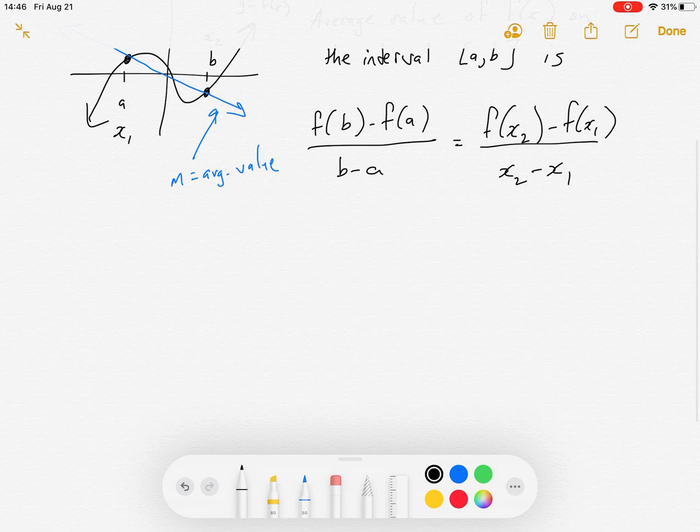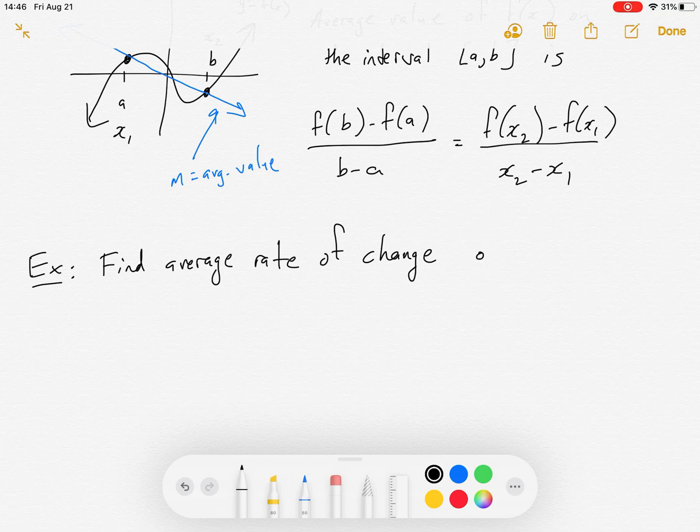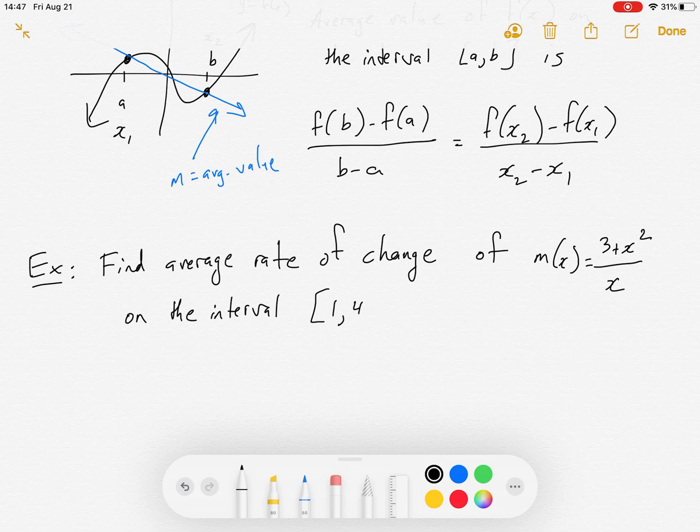So as a quick example, let's find the average rate of change for, let's call this m of x, equals 3 plus x squared over x. And we're going to say on the interval 1 to 4.